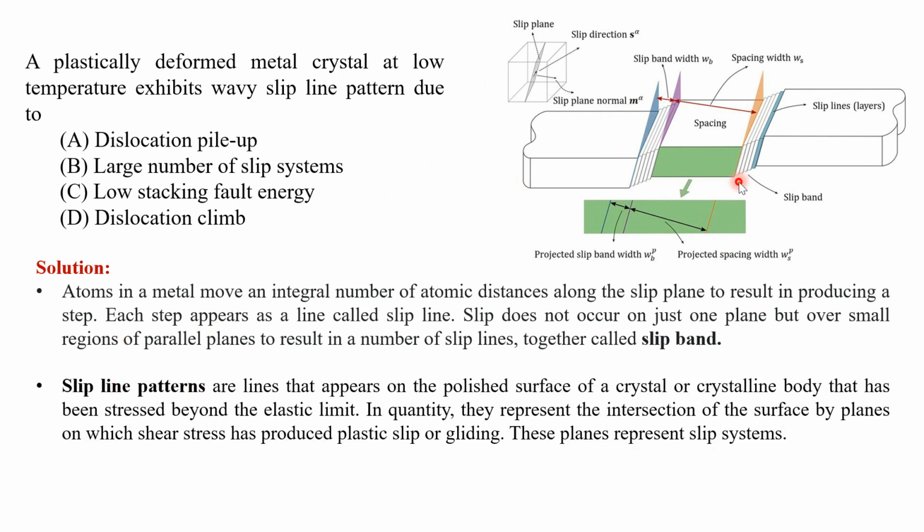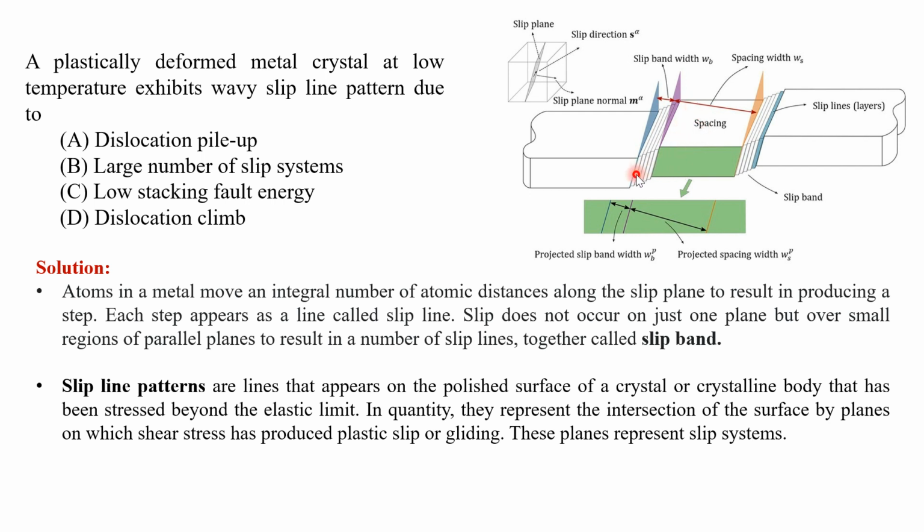So how do we physically see a slip line pattern? This appears on the polished surface of a crystal or crystalline body that has been stressed beyond the elastic limit, and they represent the intersection of the surface by planes on which shear stress has produced slip or gliding. So this is from the slip system.